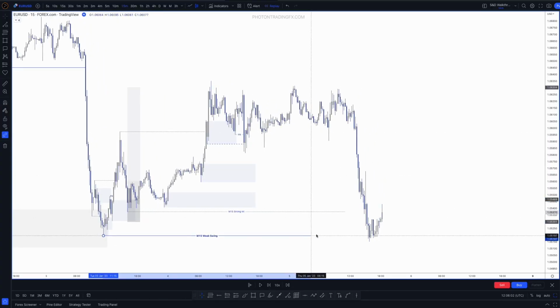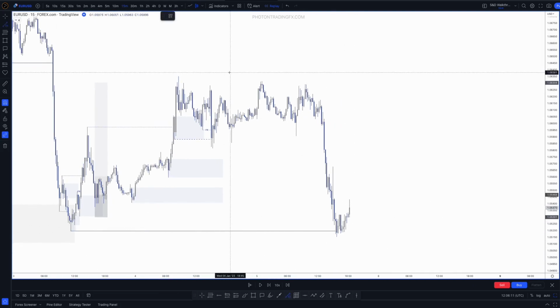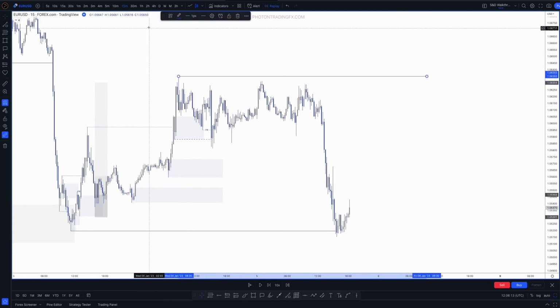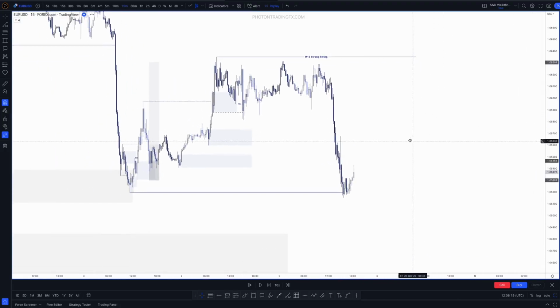Okay, I think we get a swing breaker structure. Yep, we do. Happy days. So now we have a new M15 swing range. Okay, so this becomes the highest point that broke the low. That becomes our new M15 strong swing high, right? Yeah, cool.